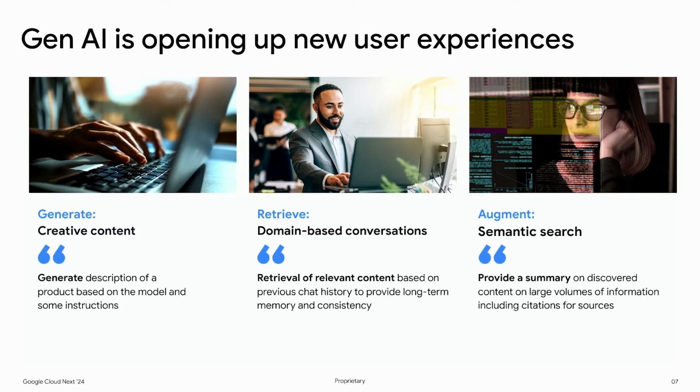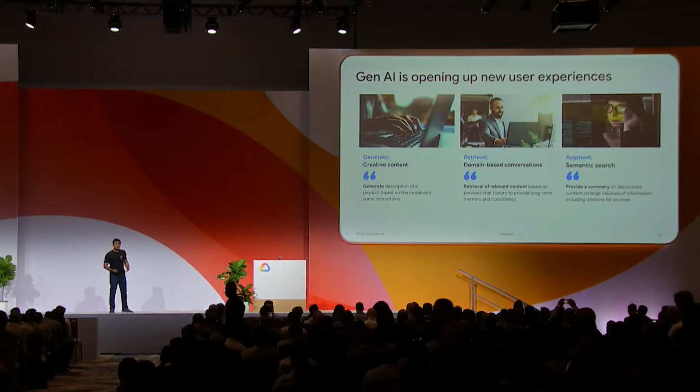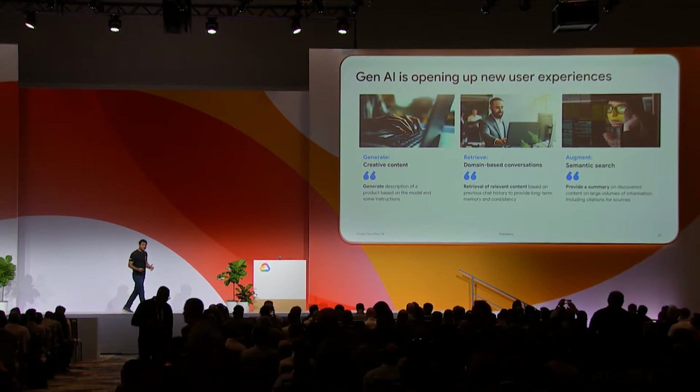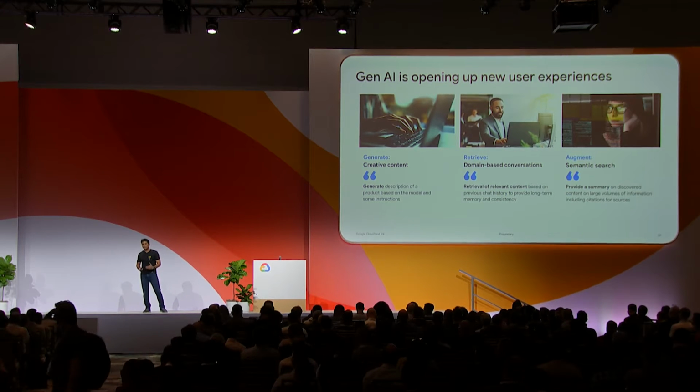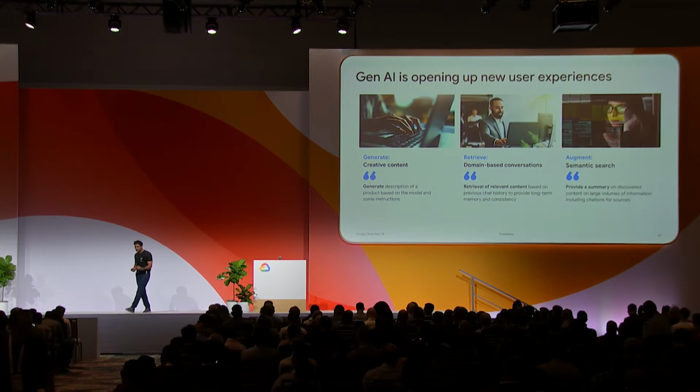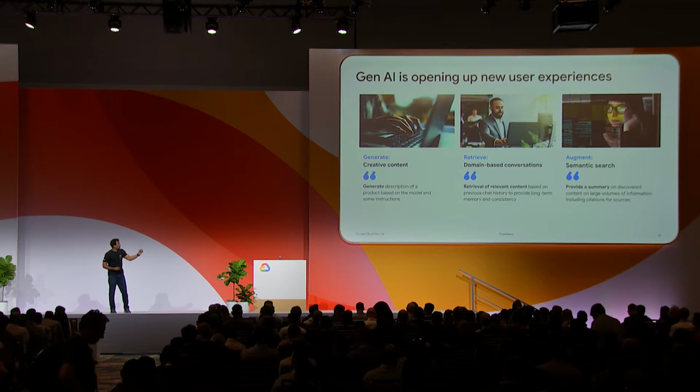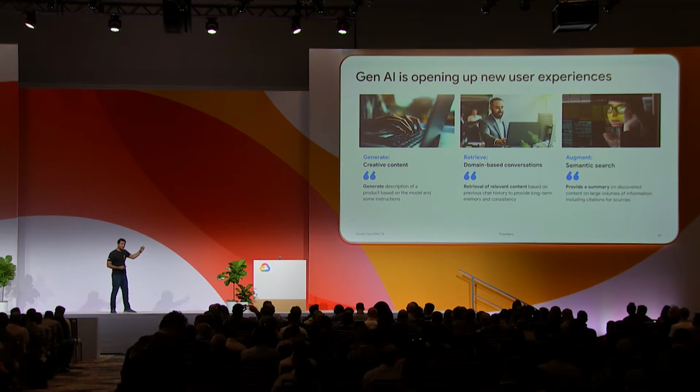The second is being able to retrieve, and when I talk about retrieve, I talk about domain-based conversations. What I mean by that is, how many times have you gotten on a chat interface and thought, if they just knew the history of my case? How can we get that history and get the relevant content for them based on that user's history?